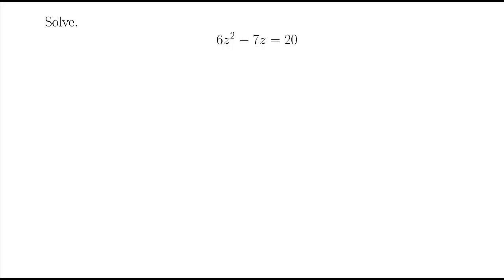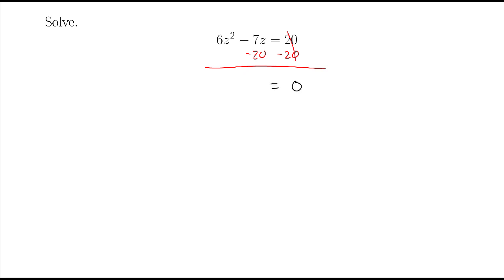Let's solve the equation 6z squared minus 7z equals 20. Okay, so we want to try to factor this and have it set equal to 0. Notice this is not set equal to 0. It's currently set equal to 20. This constant term needs to be moved over to the left side. So I'm going to subtract 20 from both sides to get rid of that term from the right side.